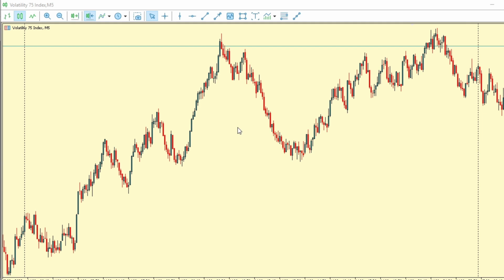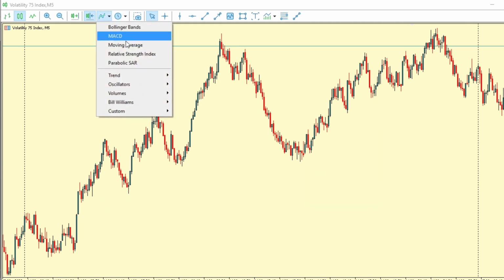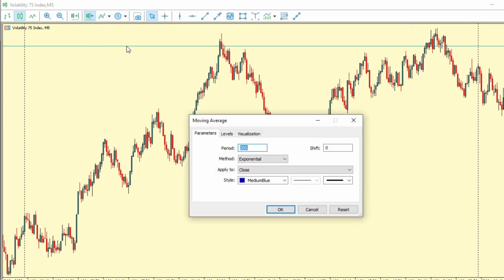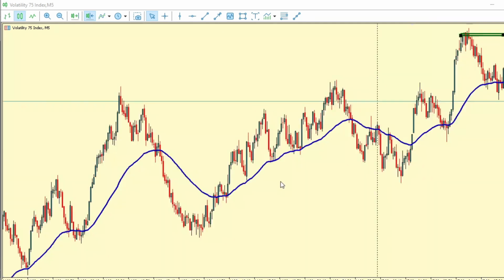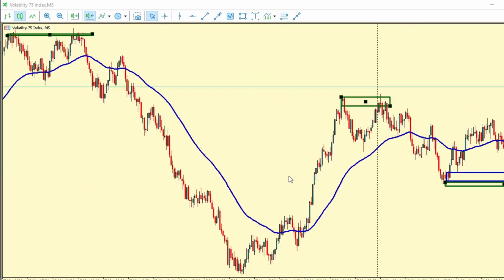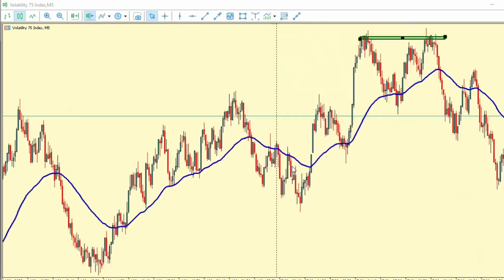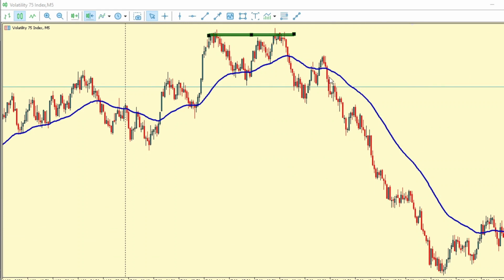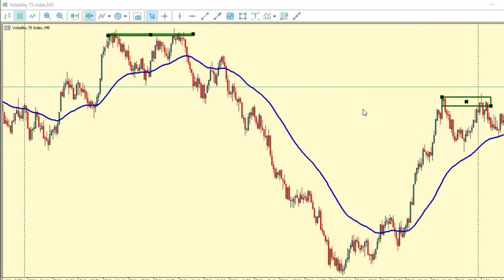Sometimes I use the 50 period moving average. I come here, 50 period, I want 50 period moving average, exponential, shift to 0, apply to close. I like it, I like it. Sometimes it helps me. I think you can see how smooth it is. If I'm expecting a major move each and every day, then this moving average helps me sometimes to confirm it.